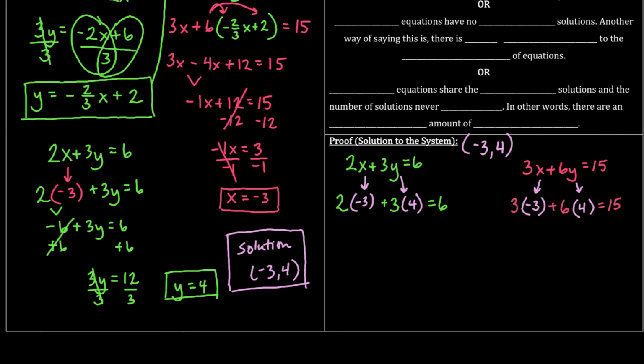All right, I'm going to do the math separately now. Remember, this x and y should make both of them true. 2 times negative 3 is negative 6. Positive times positive is a positive 12. And negative 6 plus 12, I'm actually going to write that so people don't think it's a b. Plus 12 equals 6. And negative 6 plus 12 is, in fact, positive 6. So the left side is equal to the right side.